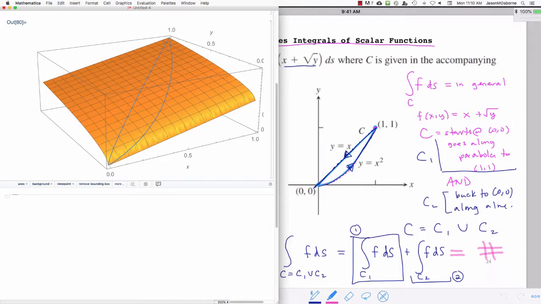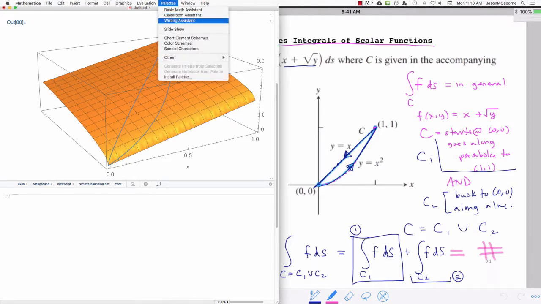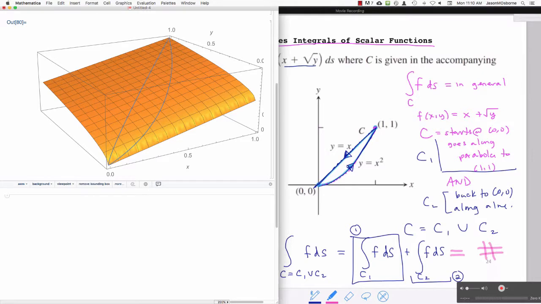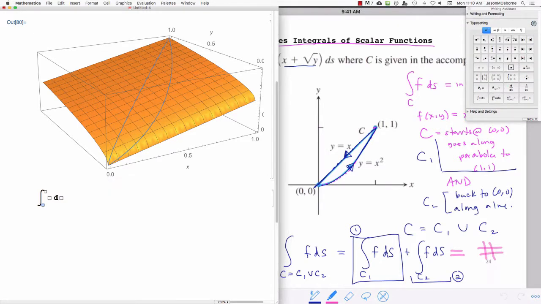And along the first curve, if you go to Palettes, Writing Assistant, you can select some of the integrals. And along the first curve, we needed to do the x values, which were t, plus the square root of t squared. Okay, and then multiplied by, let's do this, multiplied by the magnitude of the velocity.